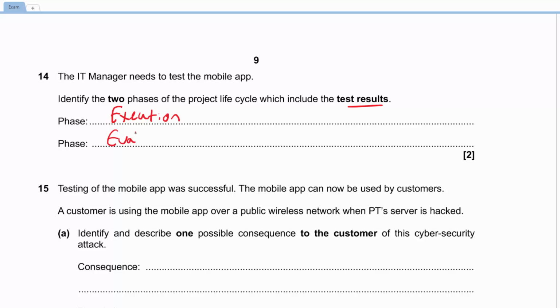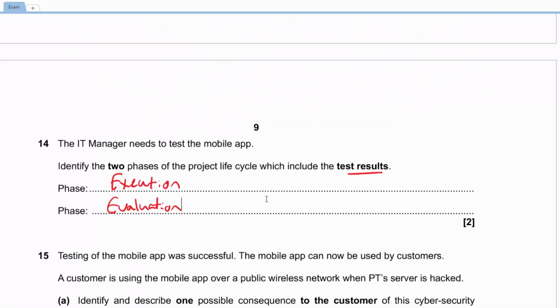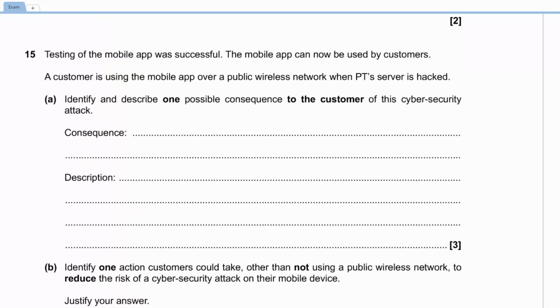We'll be looking to see how well testing is done. Has testing showed we've met our success criteria? Might be one of the things we write in evaluation. For question 15, we're told testing was successful, which is good, and the app can now be used by customers.